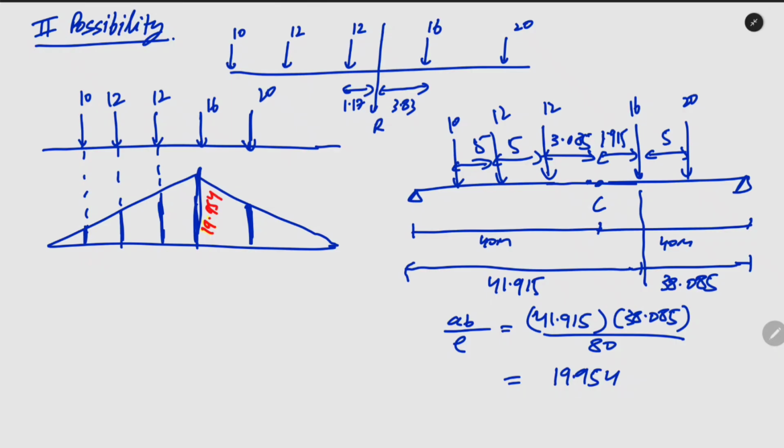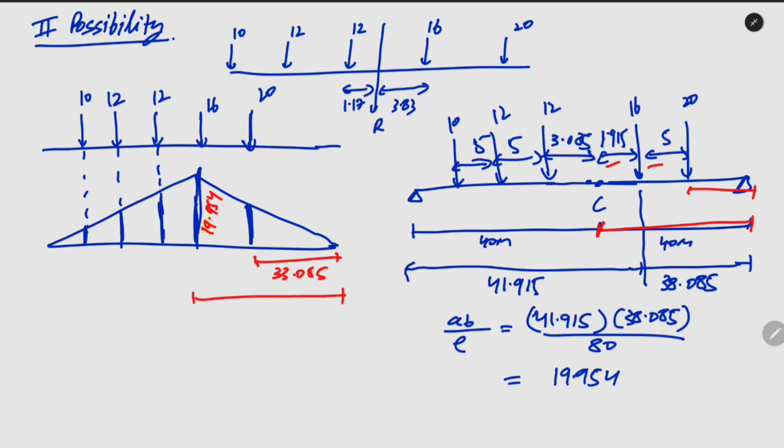Now the x distances, so this is 40 and this is 40 minus 1.915 minus 5, so we will get this distance, it will be 33.085. Similarly, we can find this distance also.